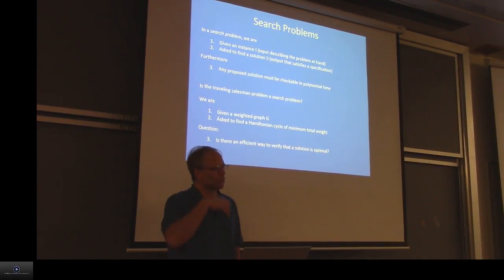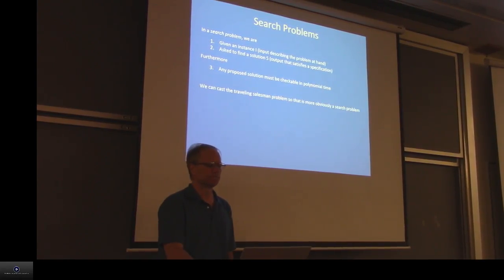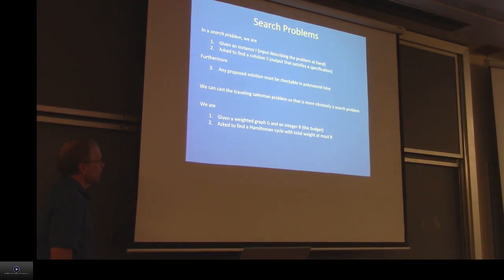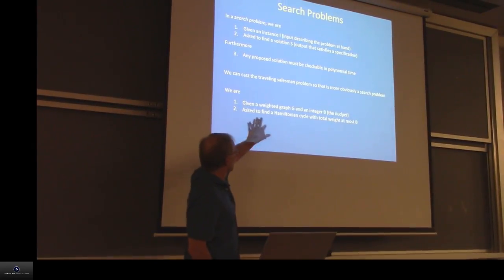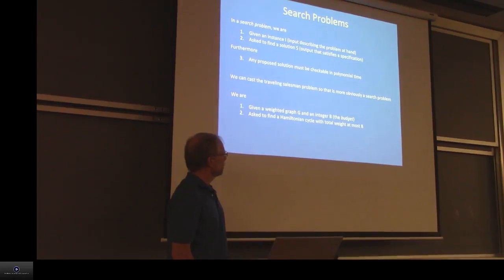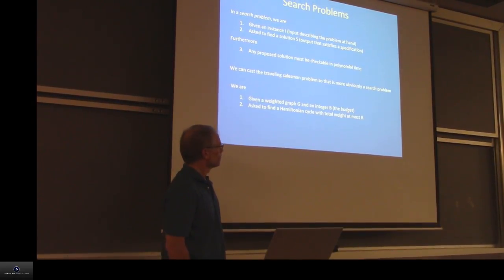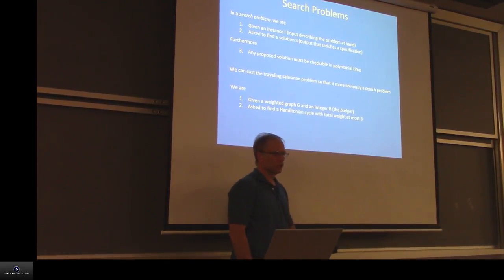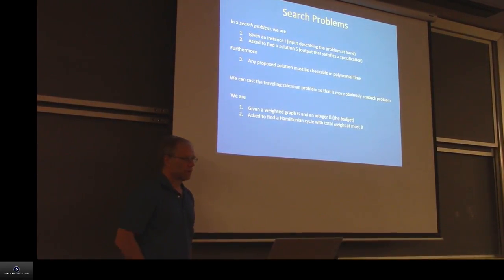Let's recast that. The next thing we do is recast this problem into a slightly different form so that it was clear that it was a search problem. So this was our modification. You're given a weighted graph G and a budget B. So B is just an integer. And instead of finding the Hamiltonian cycle with the smallest weight, you're asked to find a Hamiltonian cycle whose weight is B or below.